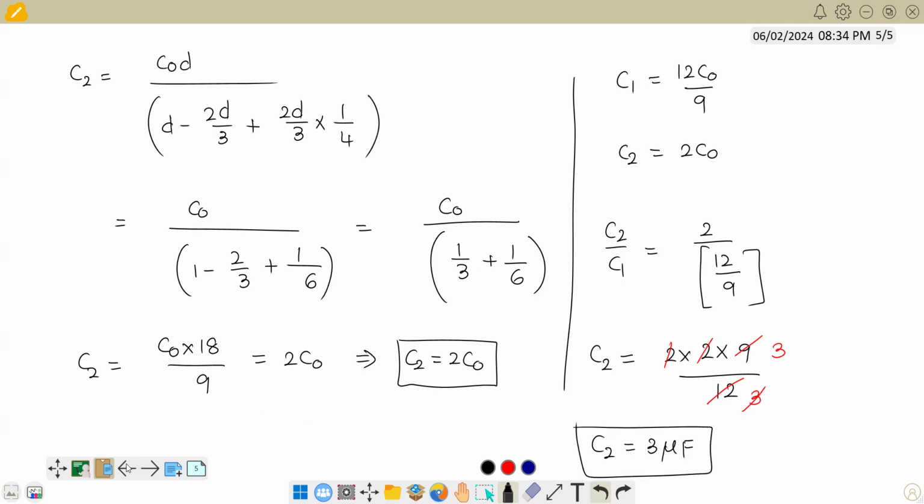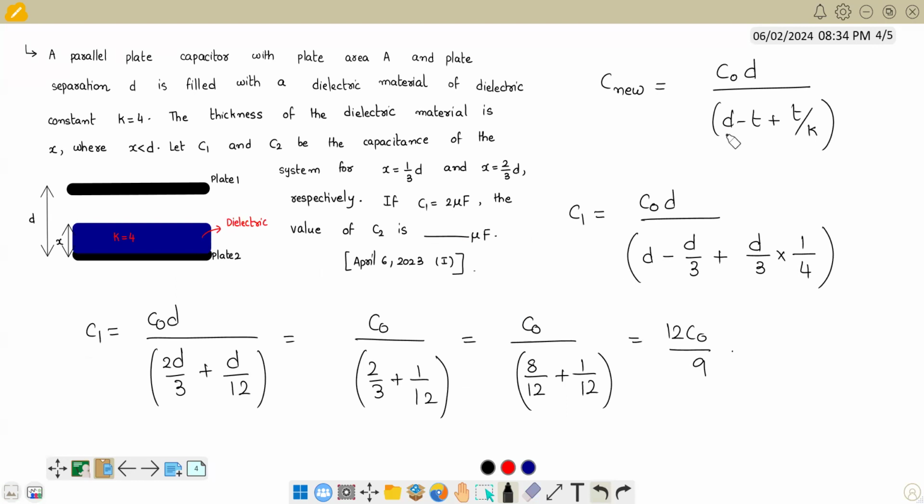This is how we are supposed to solve this problem, but we can solve it even quicker. Once you get the expression, we need not find C1 and C2. Since capacitance is inversely proportional, you can directly do C2 by C1 equals D minus 2D by 3 plus 2D by 12 divided by D minus D by 3 plus D by 12, and solve this expression straight away. This is a ratio method to solve the problem.